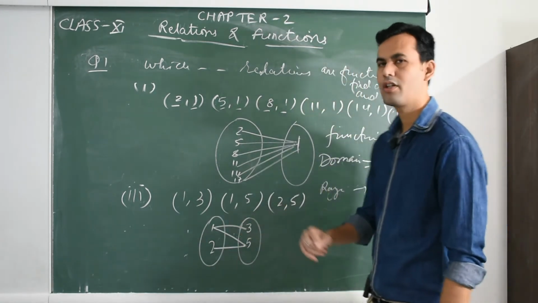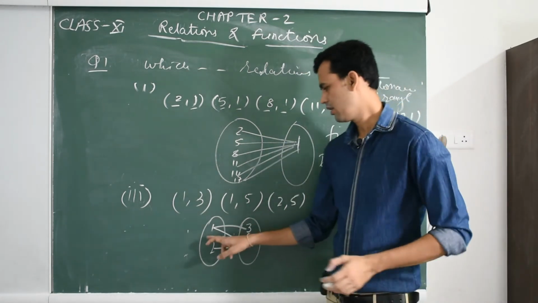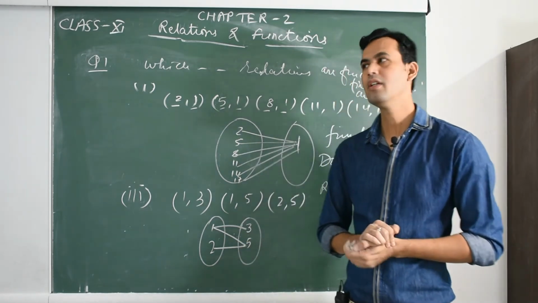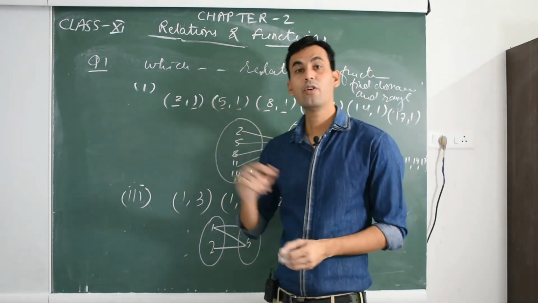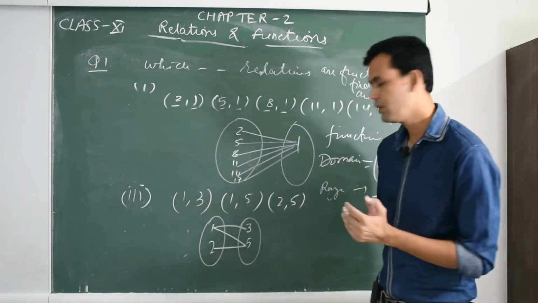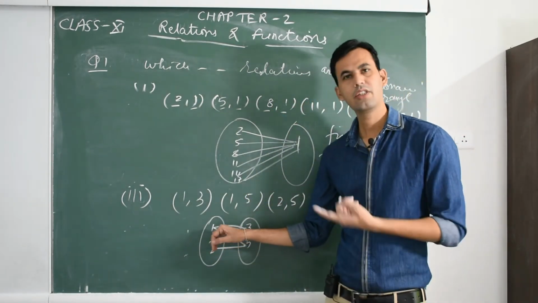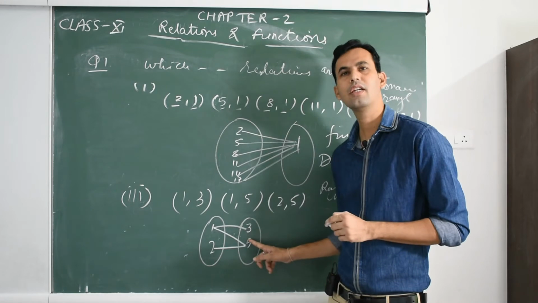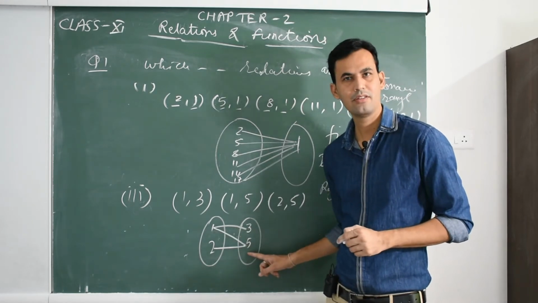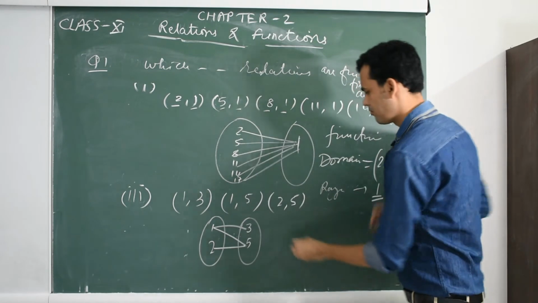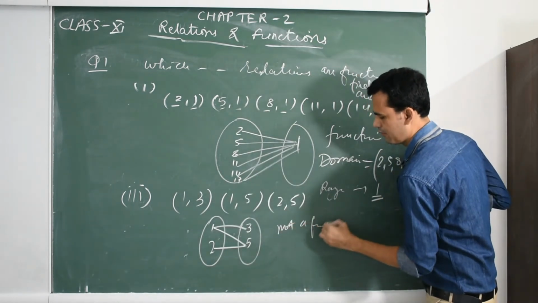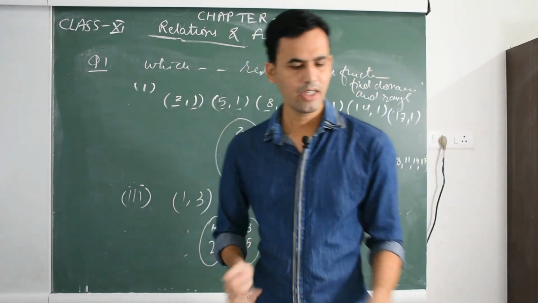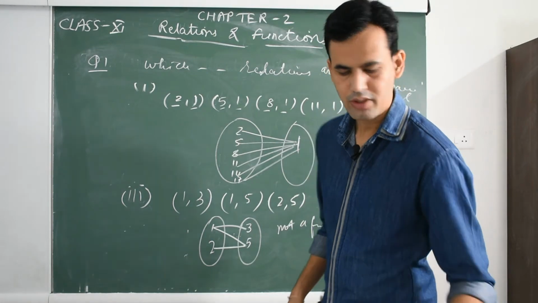Okay. So it is not a function. Why? Because this 1 has two images. And what is the definition of function? Definition is one and only one image in B. It means each element has only one image in B, but here we saw that this 1 has two images. So it is not a function. And if it is not a function, then we do not find domain and range for this question. Now we take the next question.